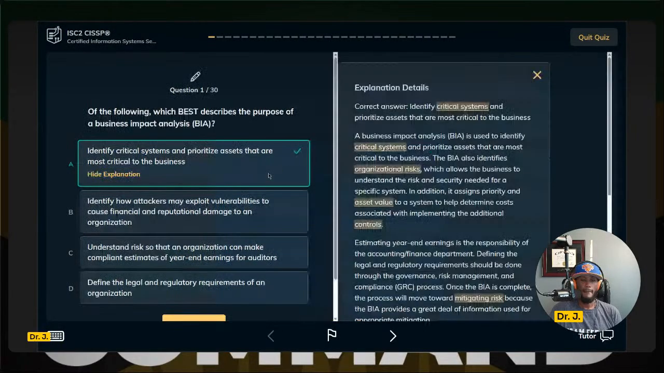A BIA is used to identify critical systems and prioritize assets that are most critical to the business. The BIA also identifies organizational risks, which allows the business to understand the risk and security needed for a specific system. In addition, it assigns a priority and asset value to a system to help determine costs associated with implementing the additional controls.